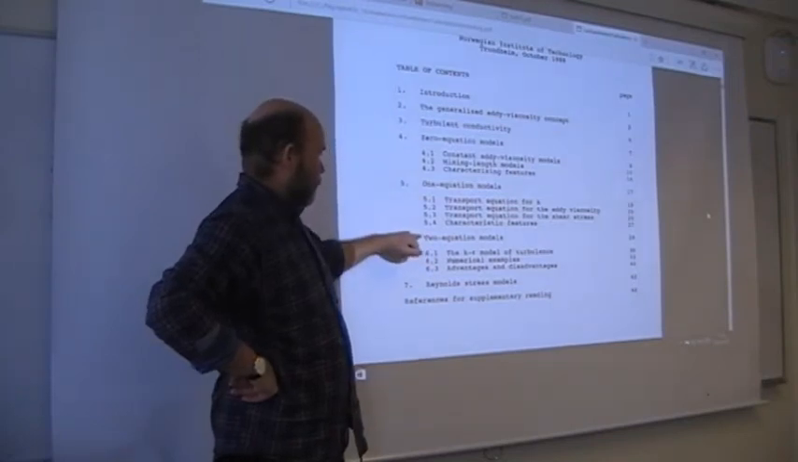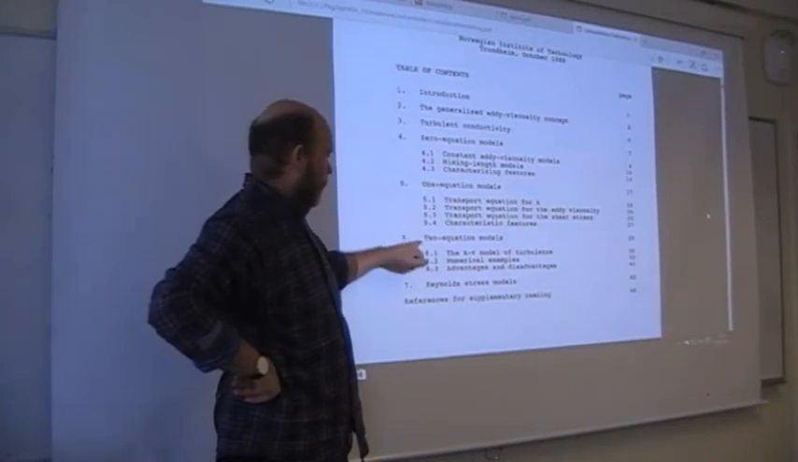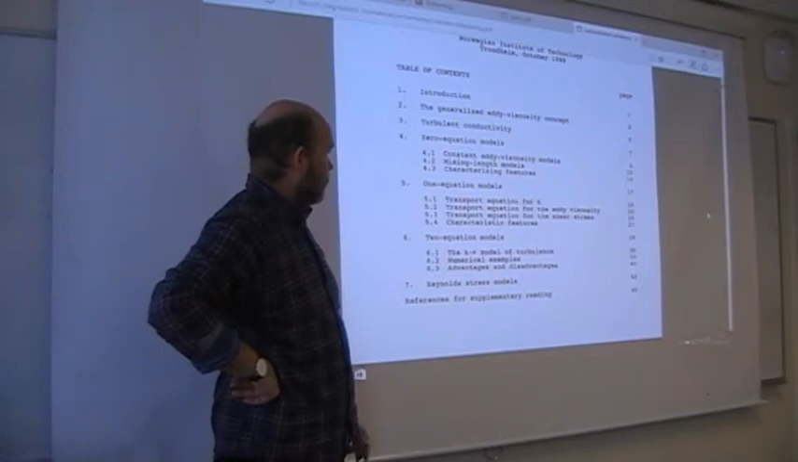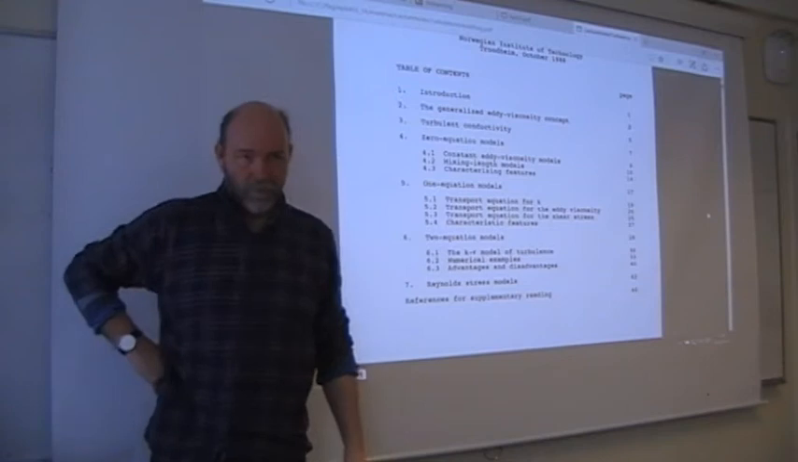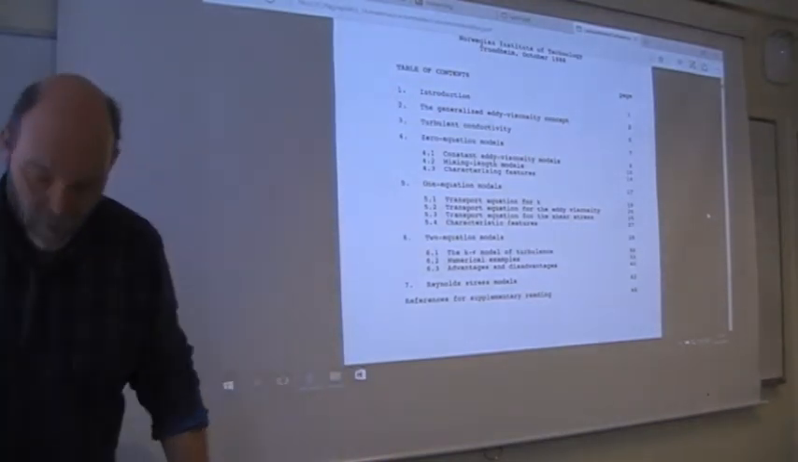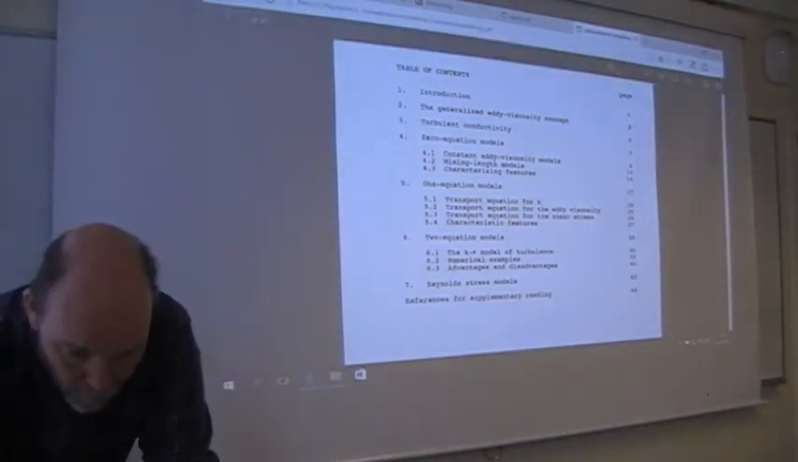So we will start on the two equation models directly and focus on these, and then more advanced models. But if you need a little bit more background, then I can recommend this one, fairly straight to the point. So be my guest.